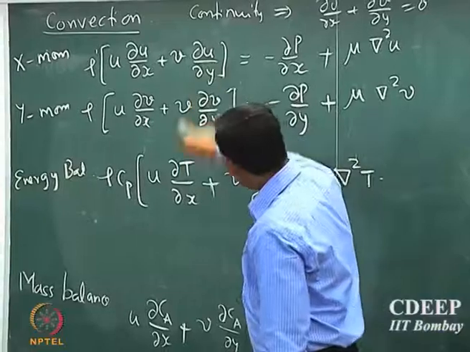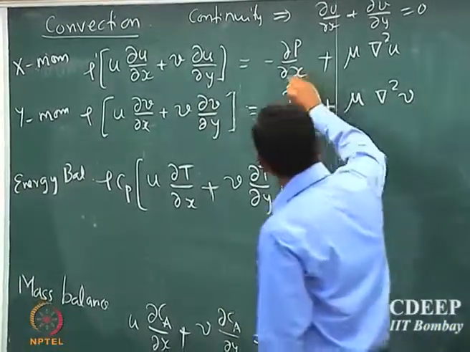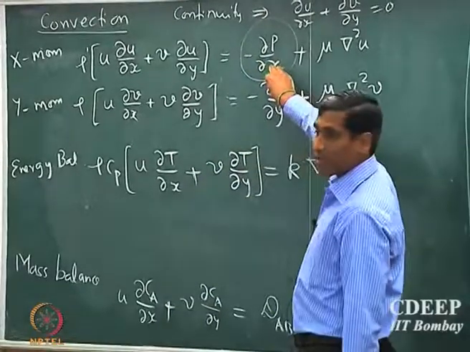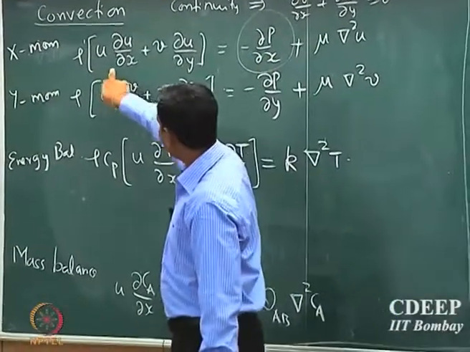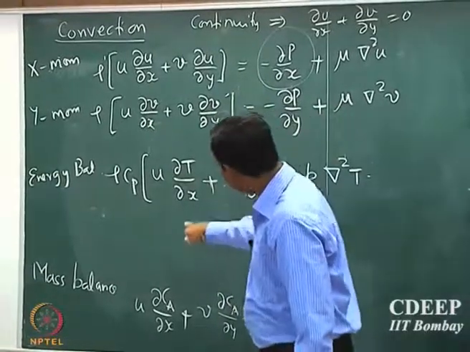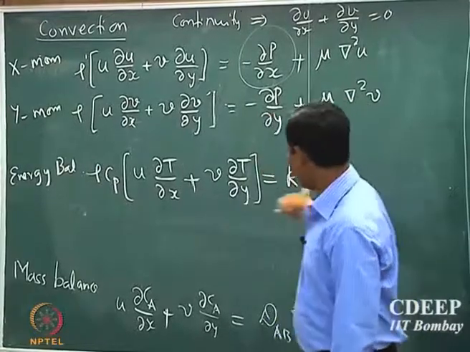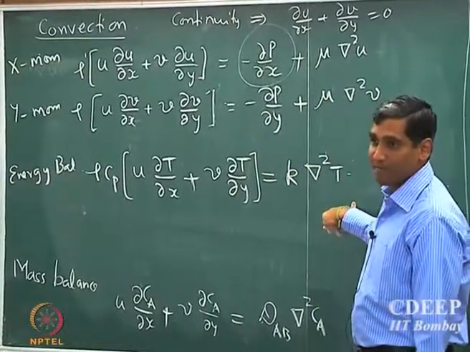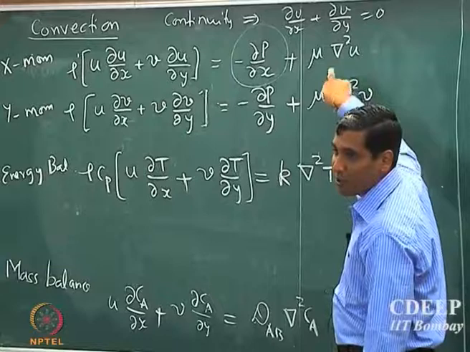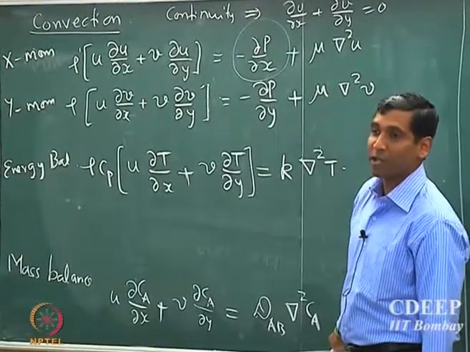Then if you stare at these three equations, they are actually looking very similar. So if this pressure gradient is a constant, then all you have here is u du by dx plus v dv by dy, and that is very similar to the terms that you see here. So it is convection equating to a diffusion term, and that is what you see in momentum transport, that is what you see in energy transport, and that is what you see in mass transport also.